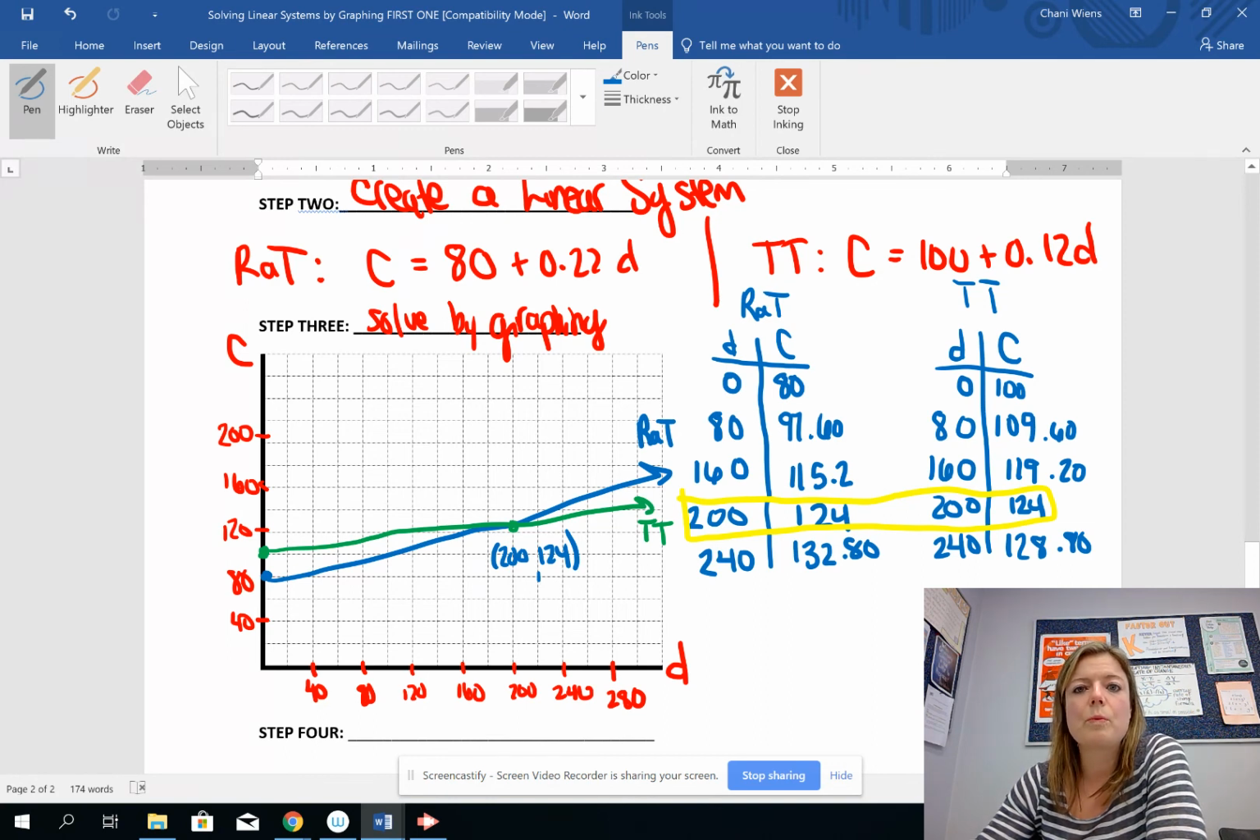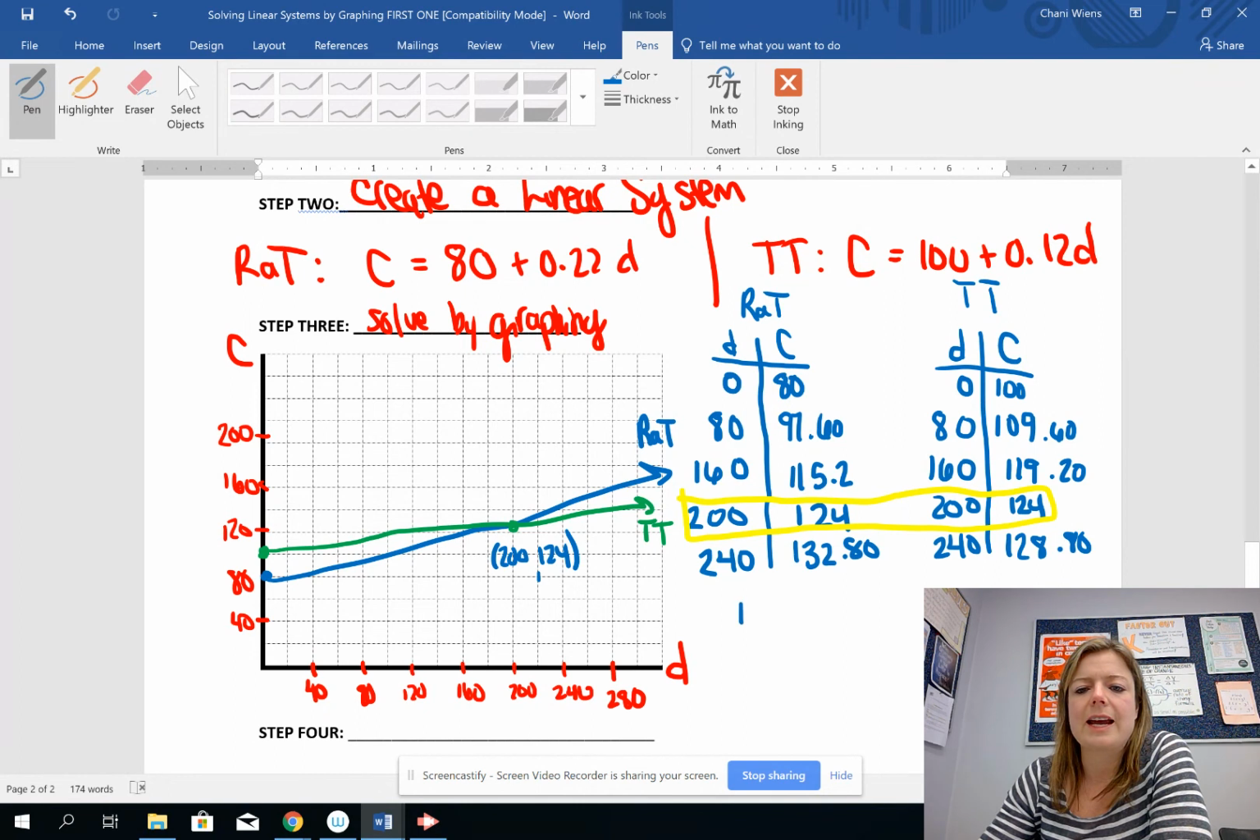So how do you know which company to choose when? Less than 200 kilometers, notice that Rent-A-Truck is lower down, so that means it's less expensive. And after 200 kilometers, Tony's Trucks is lower down, so that means it's less expensive.